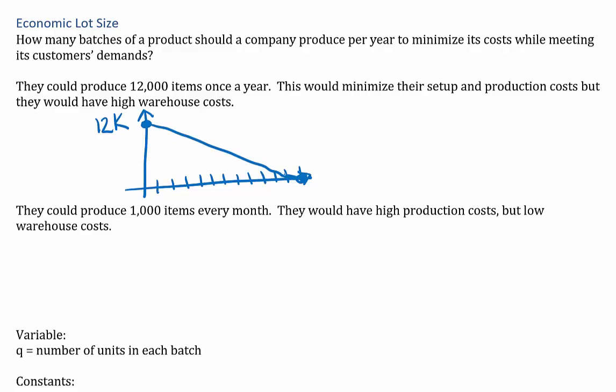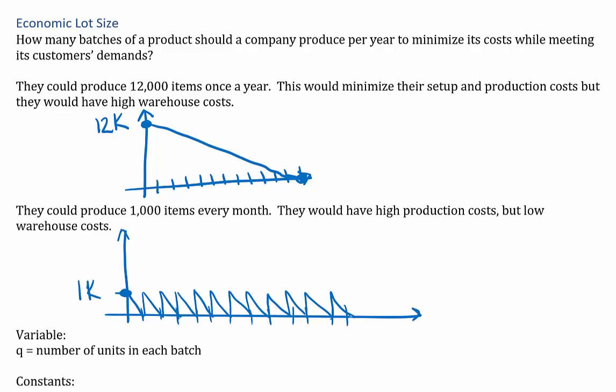You could imagine over the course of 1 year, their inventory might look something like this graph. They produce all 12,000 items, say in January, and then they slowly decline and they run out of things after 1 year and have to reproduce the 12,000 items. In this case, their production costs would be a little lower because they're only doing the production once a year, but they would need to have a larger warehouse, and so their warehouse costs would be a little bit higher.